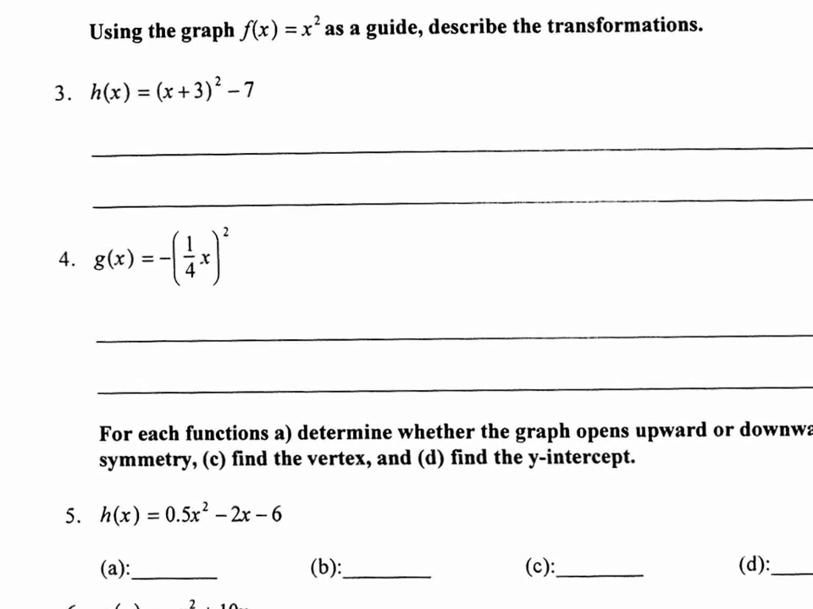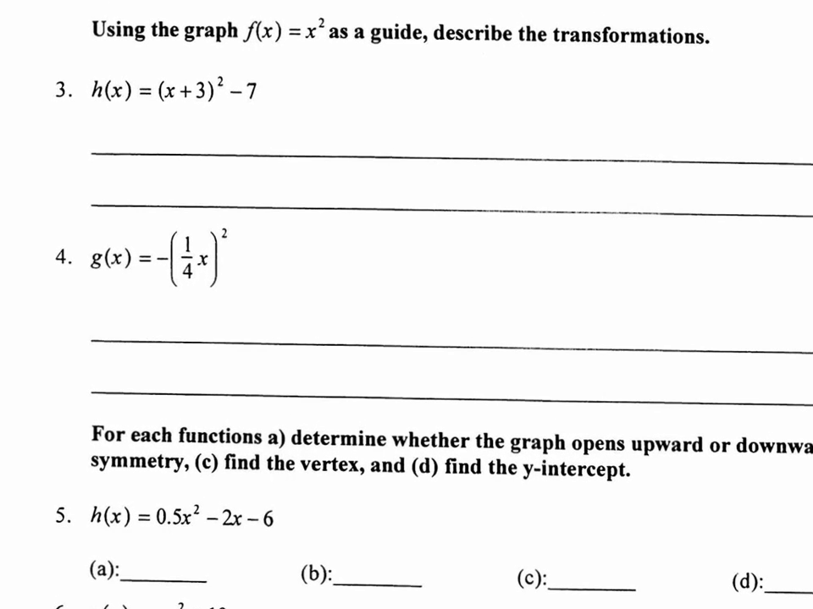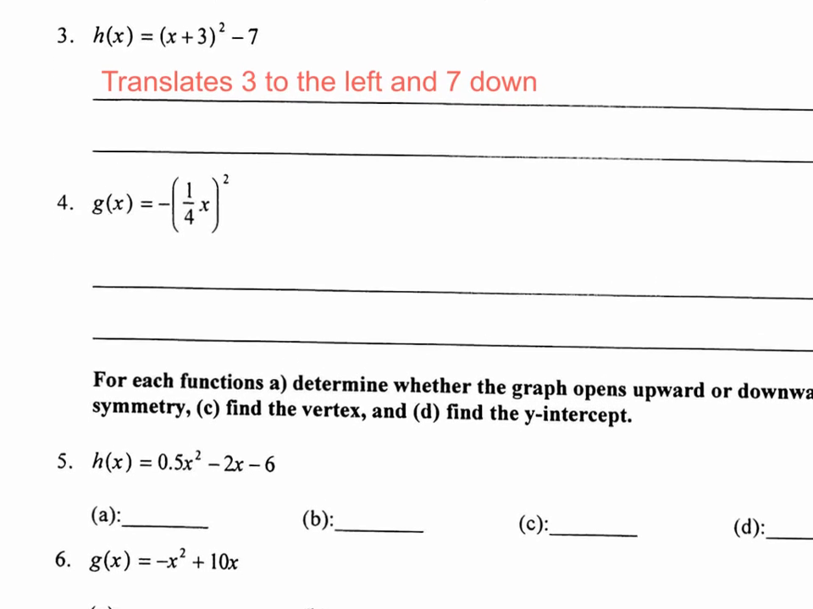We have the graph of f of x equals x squared, and we want to describe the transformations to get to h of x. Well, this one obviously has an h value of -3, so that means it's going 3 to the left, and the k value, take it for what it is, 7 down. And there's your answer. Let's move on to number 4.